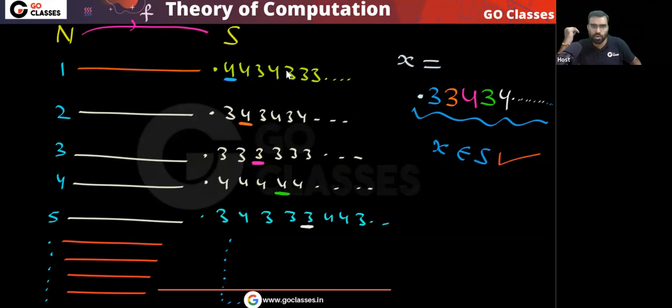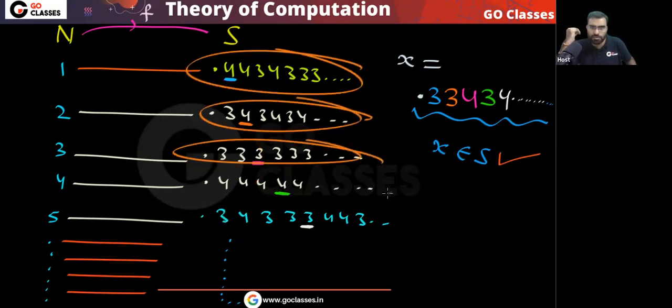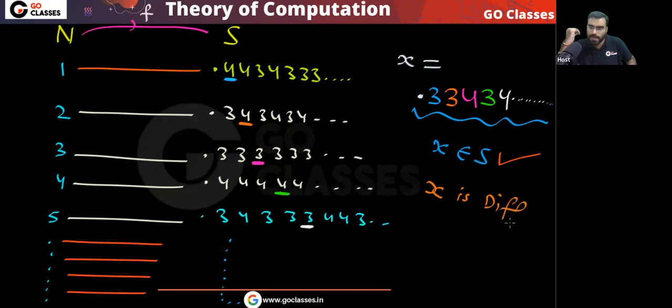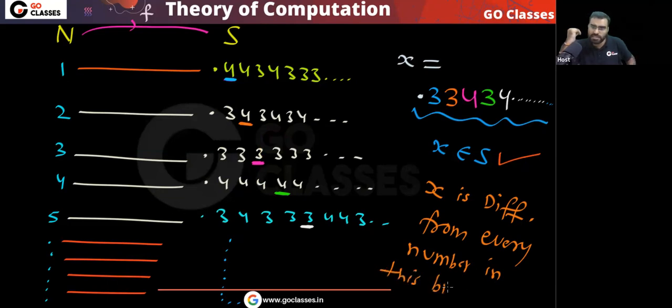Okay. And do you also agree that this x is not present in this bijection? Because remember, x is different from this, different from this, different from this. X is actually different from every number in this sequence. I can say that x is different from every number in this sequence, in this bijection. Agree? Yes or no? In this bijection, please tell me.